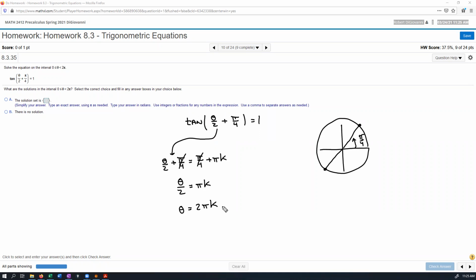All right, now just start plugging in values of k. If k is 0, I get 0. If k is 1, I get 2 pi. But remember, we're supposed to be smaller than 2 pi, so I can stop here. This is not included. If k is -1, then of course we get -2 pi, and that's a negative number, so you can't have that. So we only have one answer. The answer is 0.